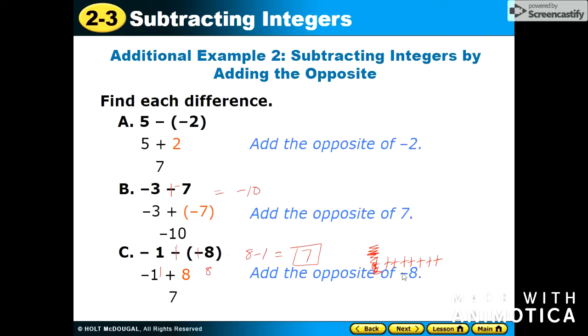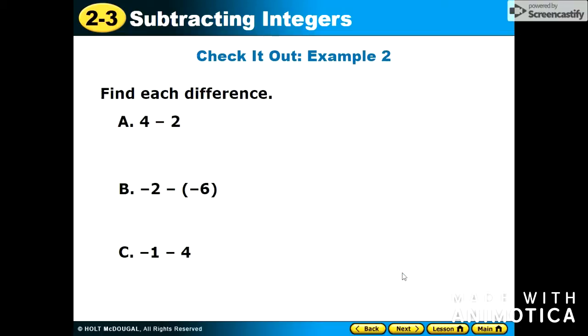That one was not on your sheet, but maybe you wanted to add it on there for letter C. Okay, if you go to the check it out section, I don't see these ones on your sheet, but maybe again add them to the bottom of your sheet. It says find each difference. Okay, the first one, 4 minus 2, well, that's just basic.